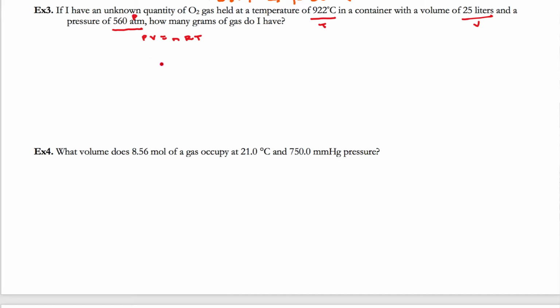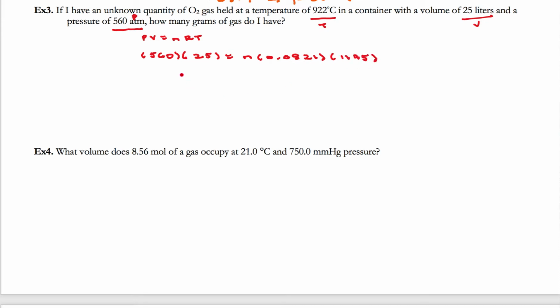Okay, so I know my pressure is 560 atmospheres. All right, I want to be in atmospheres, I'm good with that. My volume is 25 liters, I want to be in liters, I'm good with that. I'm going to solve for n. My gas law constant is here. And then for my temperature, it has to be in Kelvin. Right now, I'm in degrees Celsius, so I need to take 922, add to that 273, and what I get is 1,195.